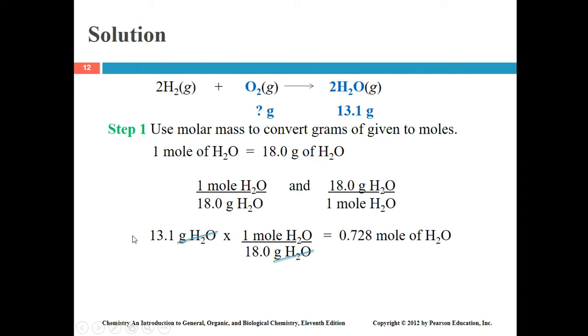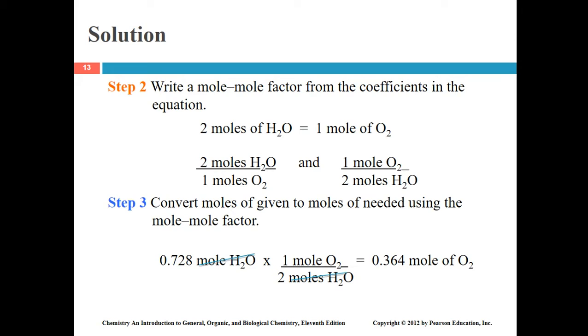So we start with what they gave us, 13.1 grams of water over 1 mole of water is 18.0 grams of water. When you do that math, the labels cancel out, the grams of water cancel out, and we get 0.728 moles of water. So now that we're at moles of water, we can then convert to moles of O2.